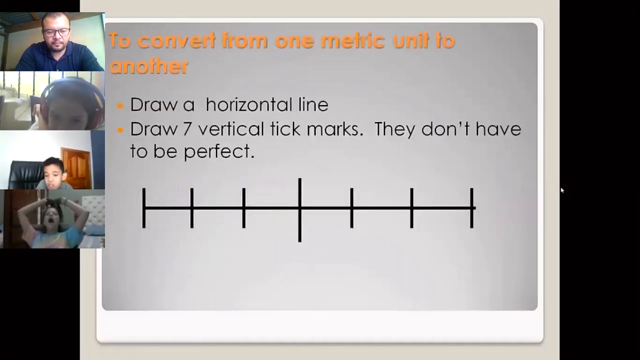So when you're converting from one metric unit to the other, the first thing that you want to do is draw a horizontal line. Just draw a line. It doesn't have to be perfect. It doesn't even have to be straight. It just needs to be there.